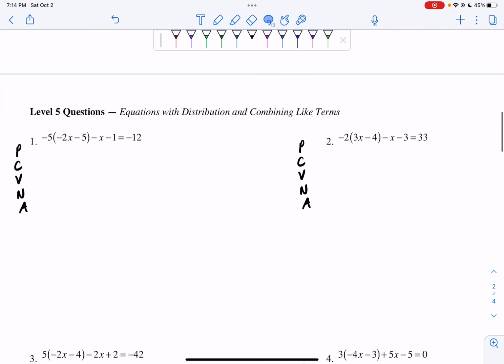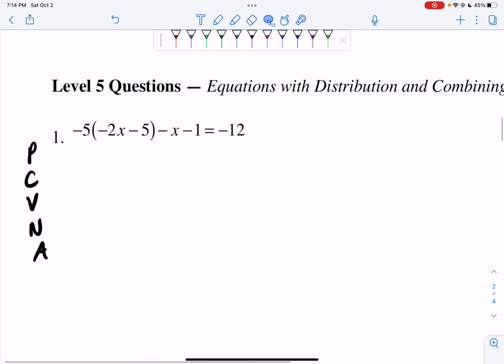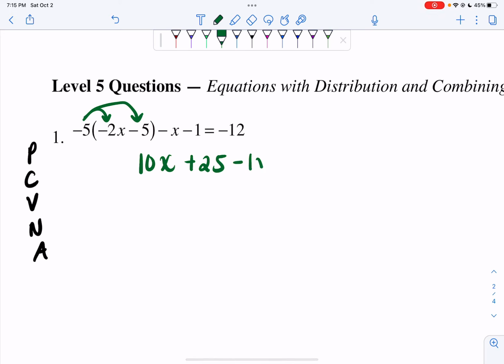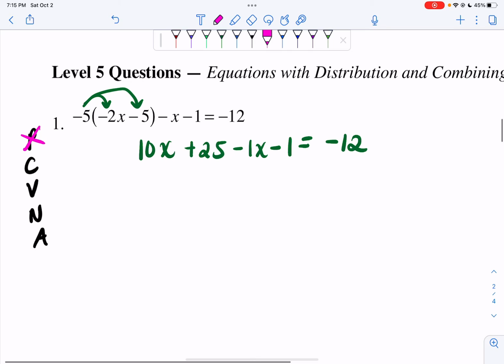I have negative 5 times the negative 2x minus 5 minus x minus 1. So I distribute my negative 5 to each term inside my parentheses. Negative 5 times negative 2x is 10x. Negative 5 times negative 5 is a positive 25. I then have my minus 1x and my minus 1, and that's equal to negative 12. I now no longer have parentheses, but I do need to combine like terms.